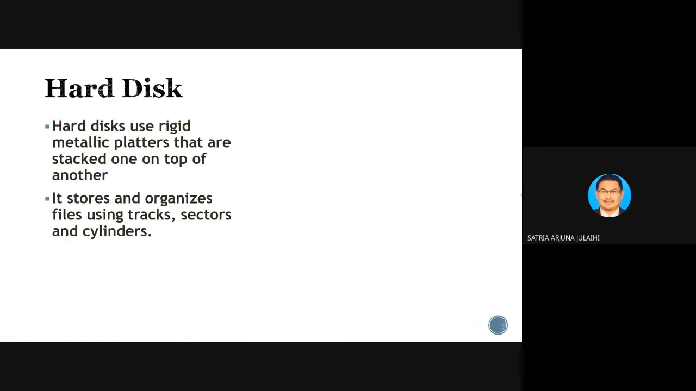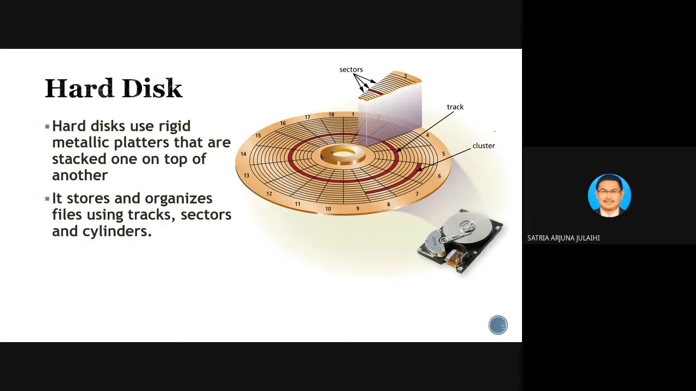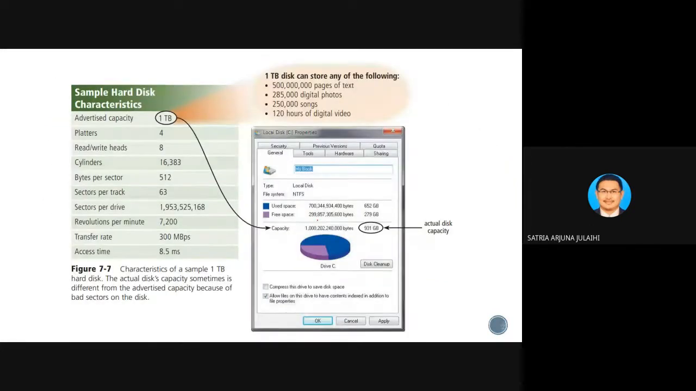Okay, so hard disk uses metal platters, this one plate, metal plate. So that is hard disk. And it stores organized files using tracks and sectors. So how the files are kept in this disk or platters is in tracks and also sectors as shown here.